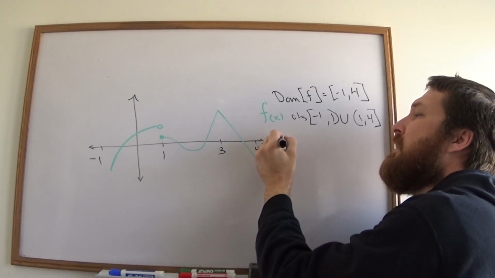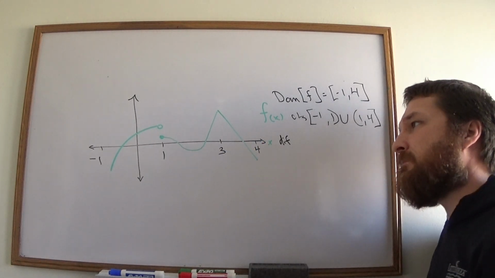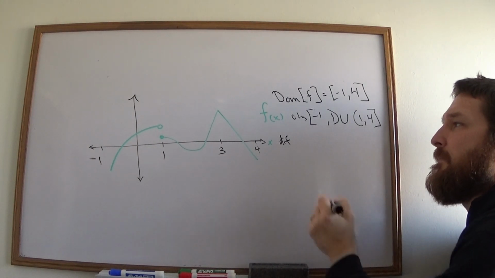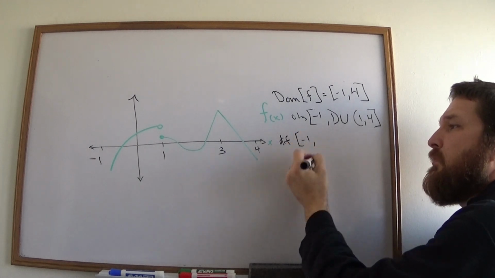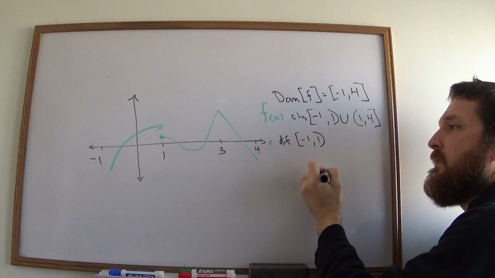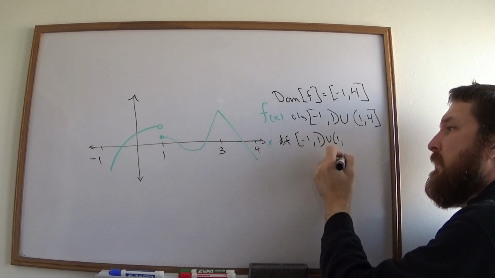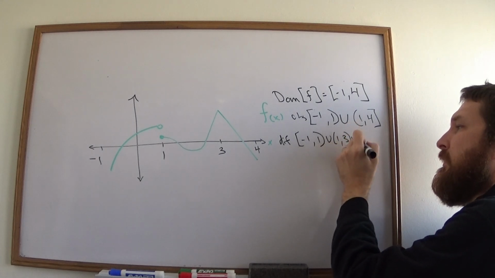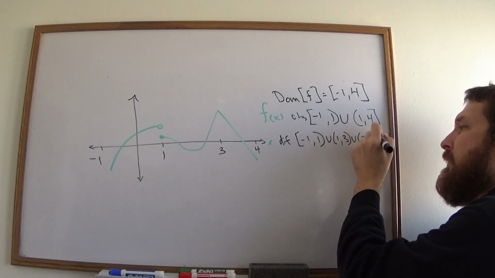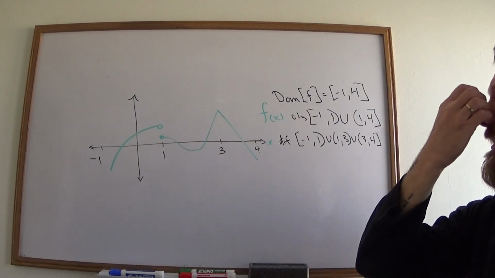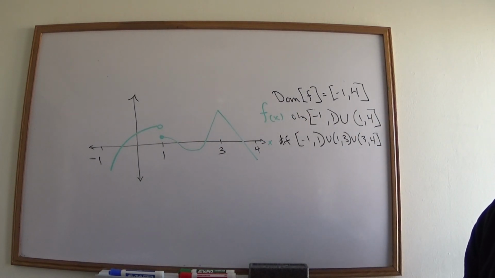Now, where is it differentiable? Everywhere except 1 and 3. Yeah, so we'll say from -1 up to where? 1. Soft bracket. Union 1 to 3, soft brackets. Union 3 to 4, soft bracket. There we go, right? Because you could take a derivative everywhere else. Now here's a question though.